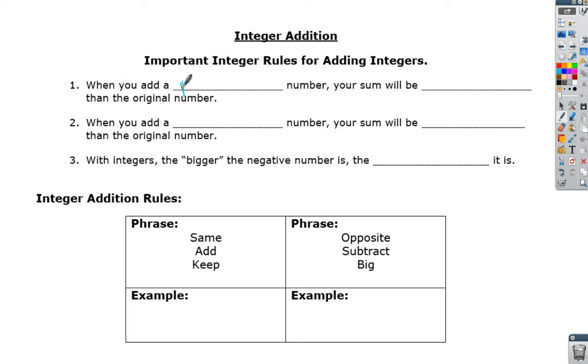When you add a positive number, your sum will be bigger than the original number. So when you add a positive number, where you started at, your answer will be bigger than that first number. When you add a negative number, your sum will be smaller than the original number because you're taking away from that original number. With integers, the bigger the negative number is, the smaller it is.